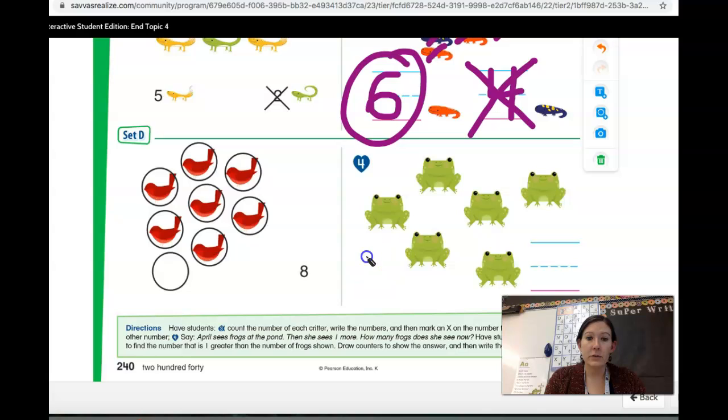Well, let's draw another counter to represent another frog. Now, how many frogs are there? If you said seven, you got it. One more than six is seven.